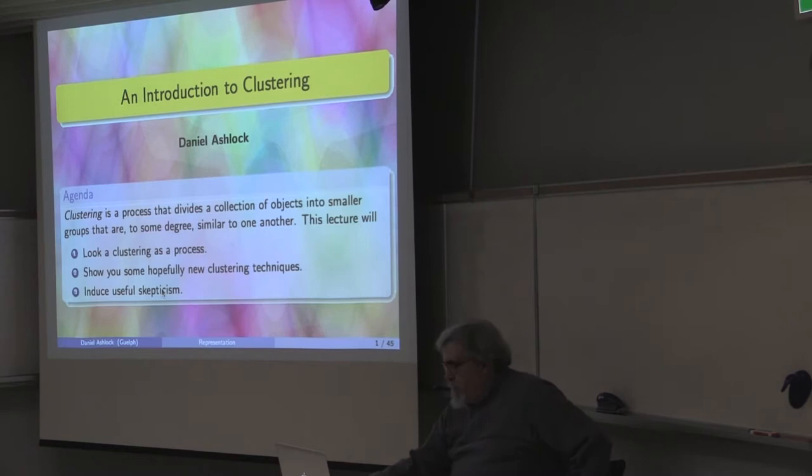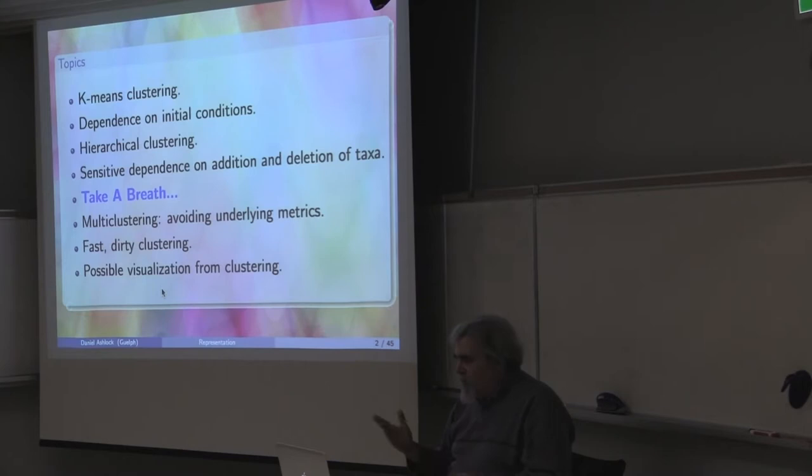So I'm going to look at k-means clustering, because that's the simplest clustering algorithm I ever heard of, and it's good for illustrating everything else. I'm going to look at dependence on initial conditions, which is a real problem with k-means. Then I'm going to look at hierarchical clustering, where we found a real horror story, sort of, you know, H.P. Lovecraft level. And the horror story is about sensitive dependence on addition and deletion of taxa.